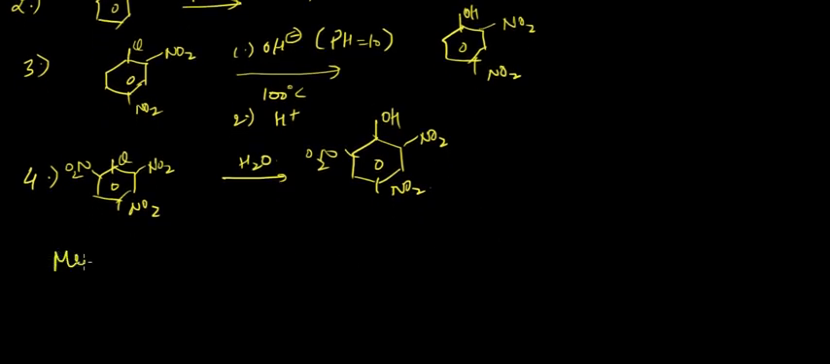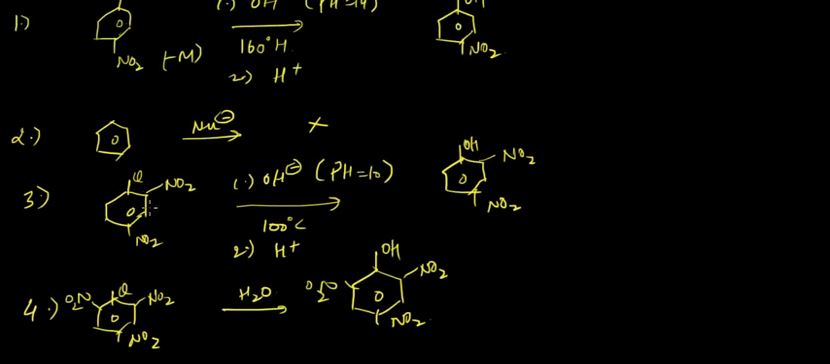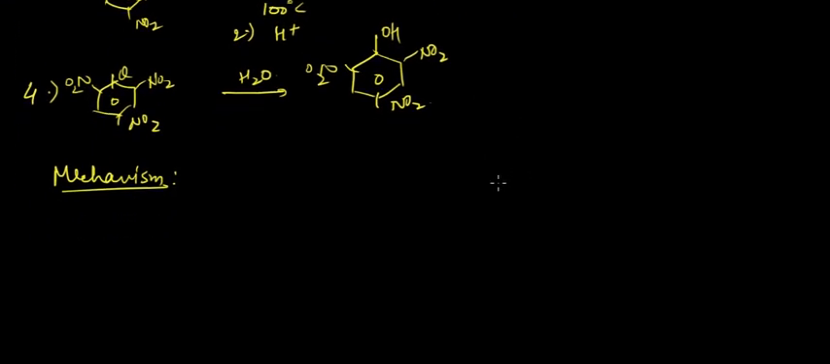Now let us talk about the mechanism. Okay, so as you can see, the more NO2 groups attached to the chlorobenzene, the lower the pH of the basic medium we required. Right, when there was only one minus M or NO2 group attached, we needed a pH of 14. Then we had two NO2 groups, we needed a pH of 10, and now we have three NO2s, we don't even need a basic medium. Now let us talk about the mechanism as to how this happens.